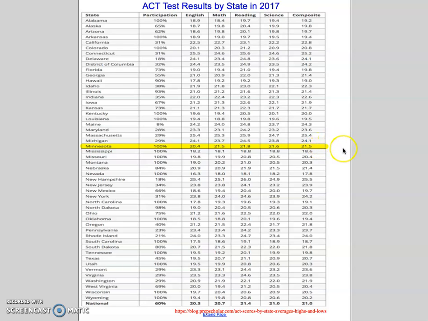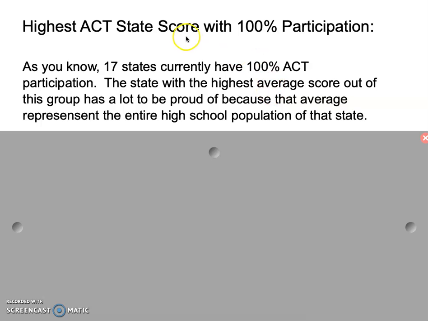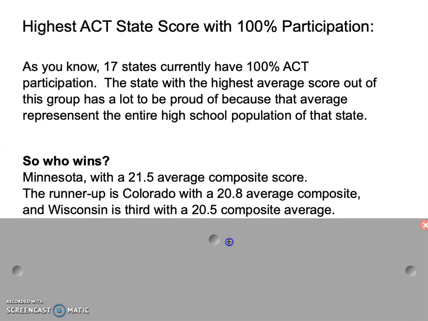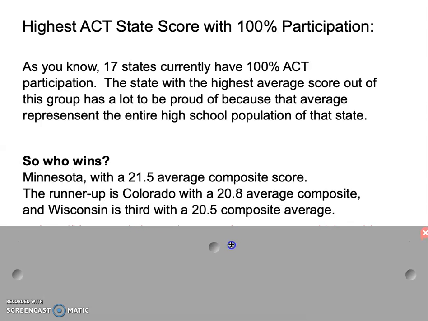Notice in Minnesota, our composite score is not one of the highest. So how are we doing? Well, if you compare us to the states that have 100% participation, Minnesota has the highest average composite score. Colorado, Wisconsin come in next.